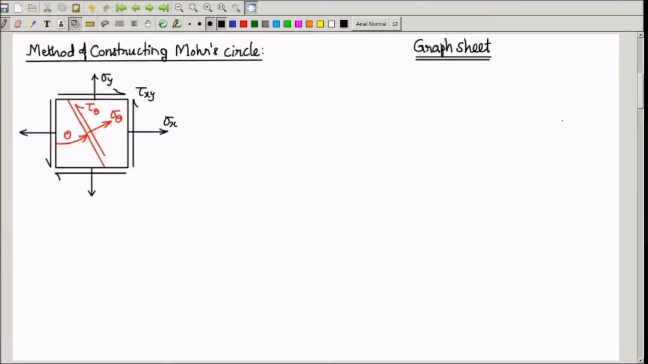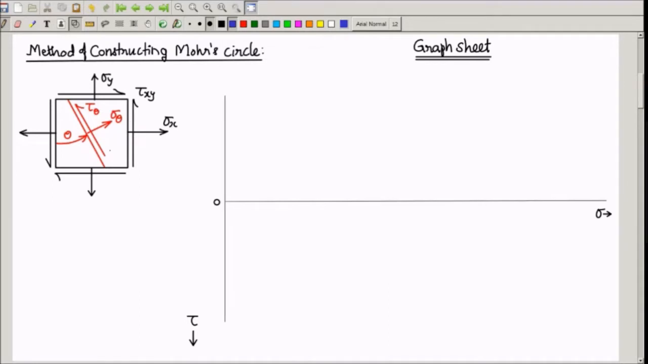I have considered the state of stress like this. We know sigma x, sigma y, tau xy, and also a plane which is inclined at theta degree to vertical like this. On this plane, we have to find out the normal stress sigma theta and shear stress tau theta. First step is to draw the y-axis which represents shear stress tau and draw x-axis which represents normal stress sigma like this. This is sigma normal stress and this is tau shear stress, positive downward, and this is the origin.